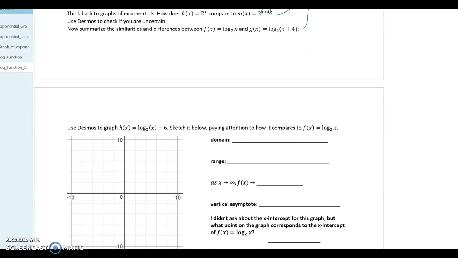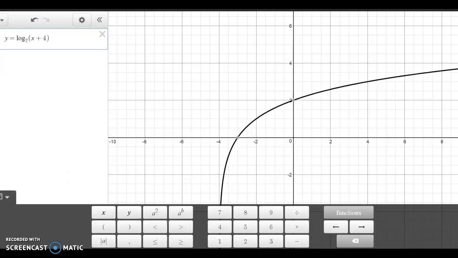So let's try another one. This one here is not inside the parentheses by the x, so it's not going to affect the x. It's going to affect it up and down because it's not in parentheses. We think of it as is. So my guess is that it would take that original logarithm function and move it down 6. Let's give that a try on Desmos and see what happens.